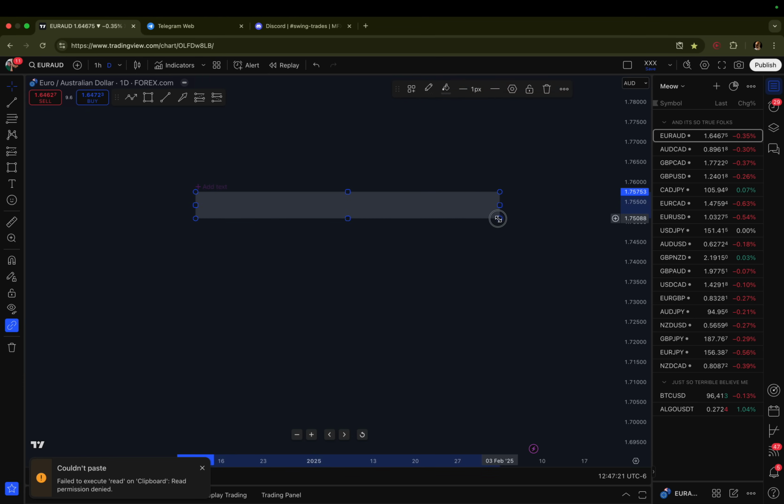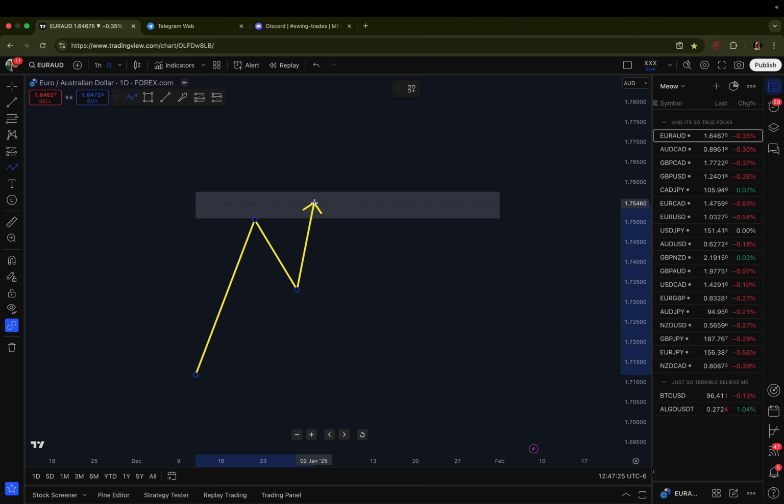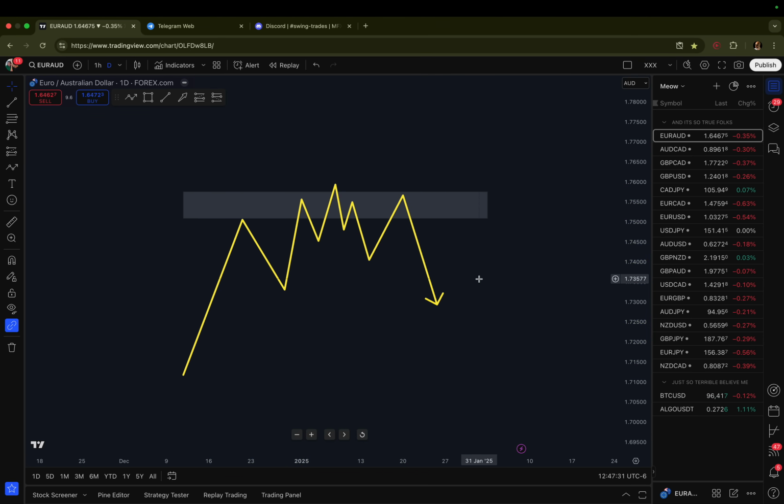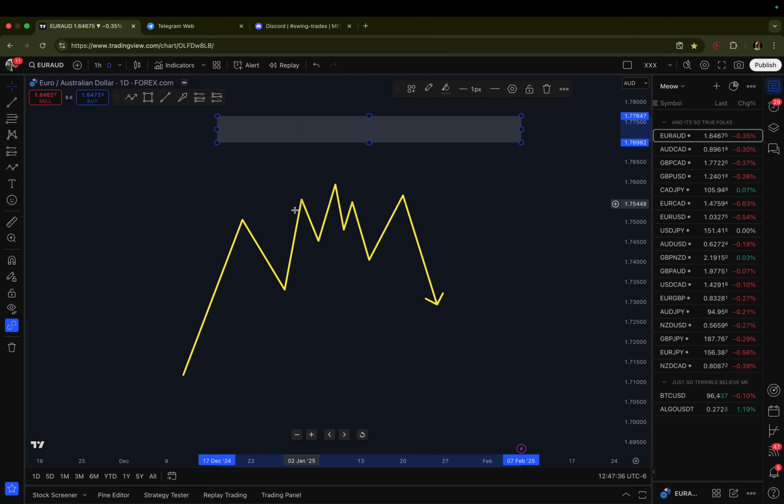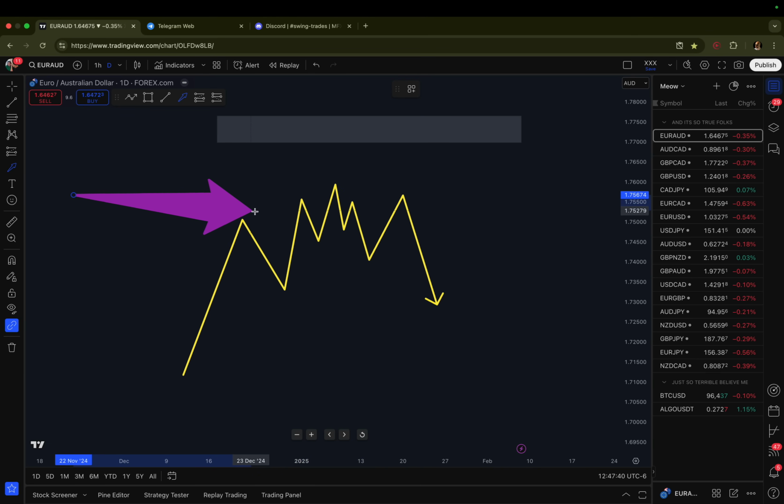So we've got a zone up here. I'm going to purposefully make this not perfect just to show you guys it doesn't have to be super perfect, right? It just has to be reasonably clear, but not crazy perfect. So in this case, we can see in general price is bouncing in this general region, right?